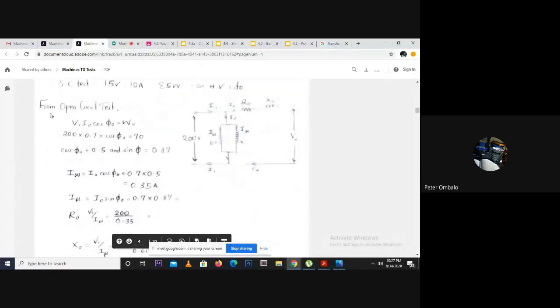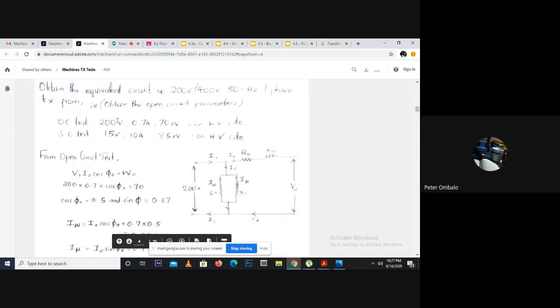So from the open circuit test, we already have this formula that the power is given by V I cos phi, right? So we have V because we have been given it here, and we have I, which is 0.7, and we don't have cos phi, but we have the power. So this can enable us to get cos phi. So cos phi is 0.5 and sin phi is 0.87.